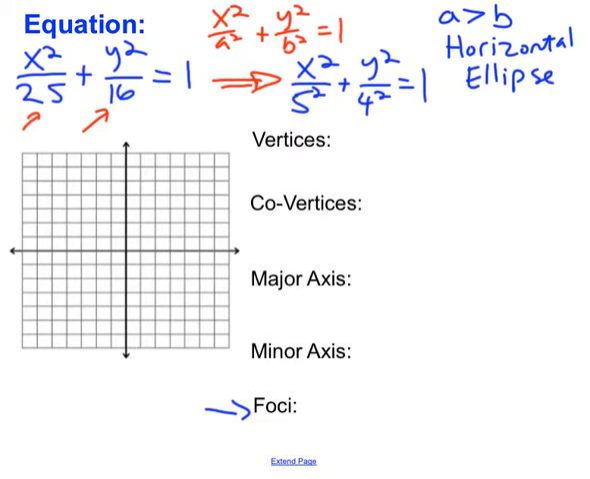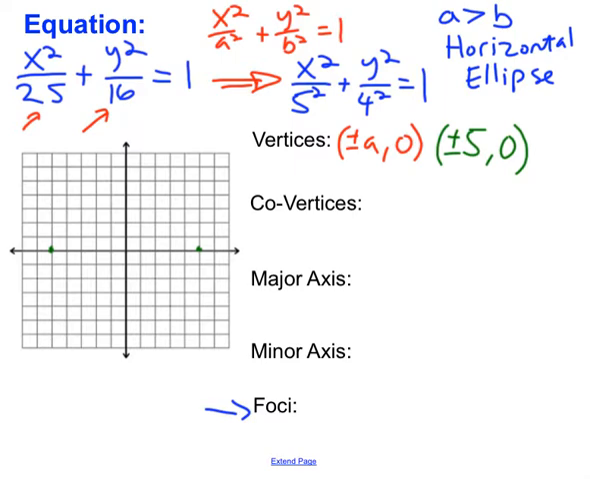All right, now since we're in the form of x squared over a squared, we can get some information right away. If you remember, our vertices will be located at plus or minus a, comma 0. So in our case, that will be plus or minus 5, comma 0. So let's place those on our graph: 1, 2, 3, 4, 5 in that direction, and then 5 in the other direction. There are our vertices, and our major axis will lie along that.